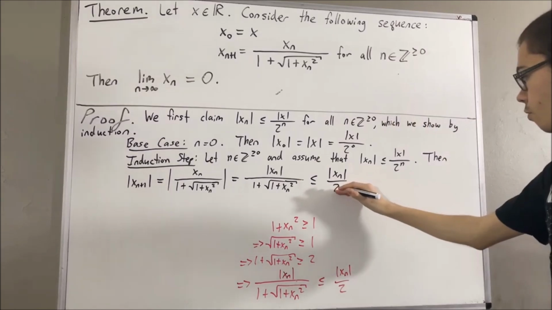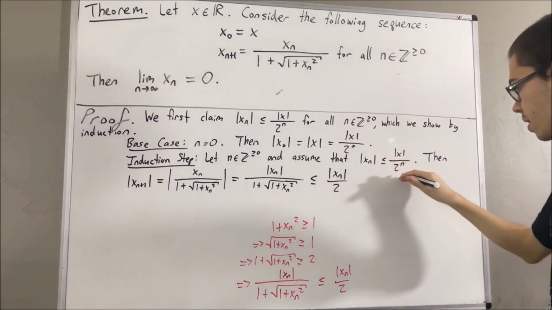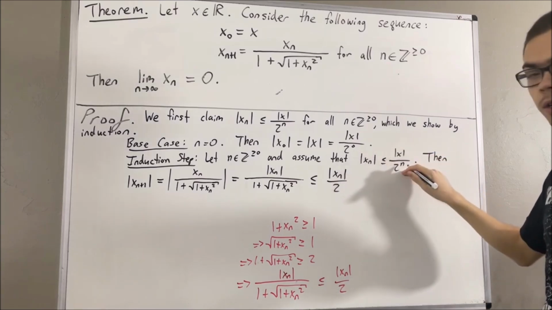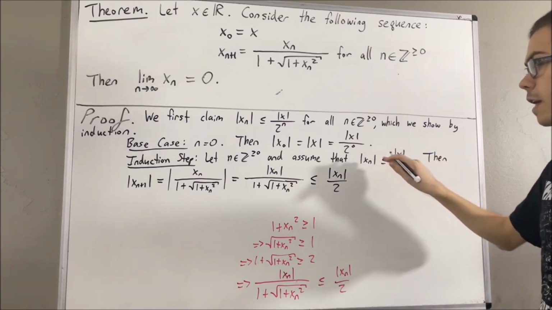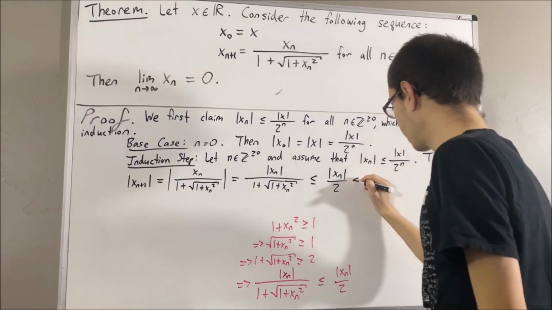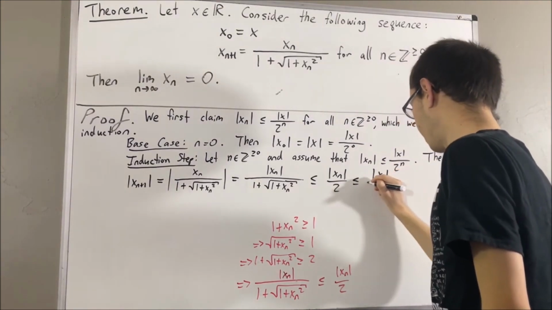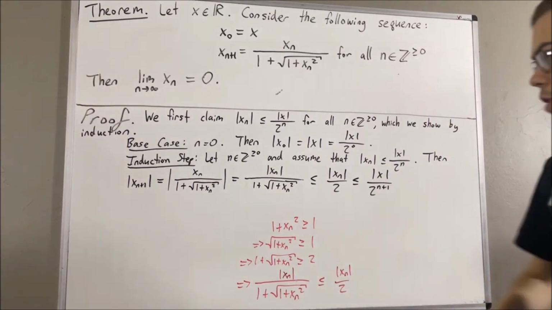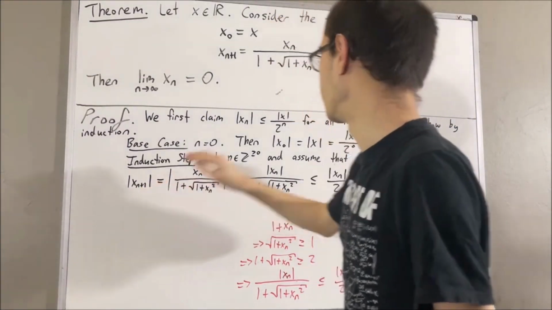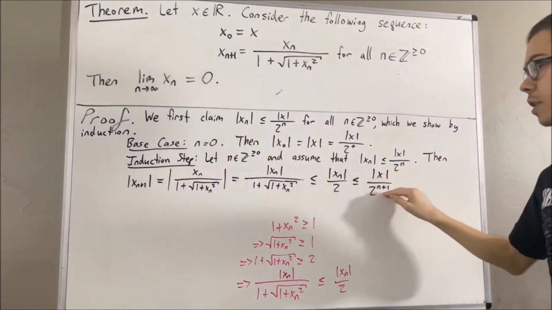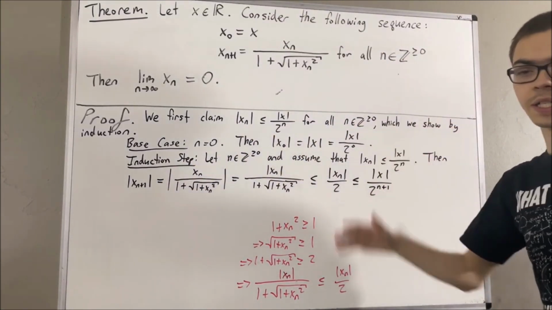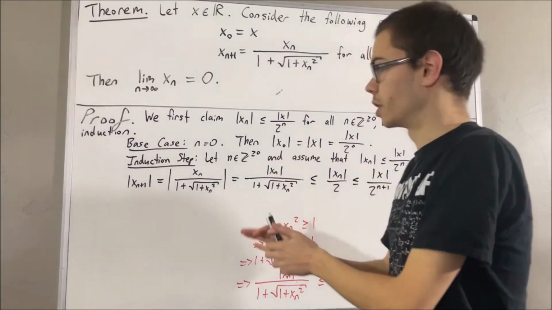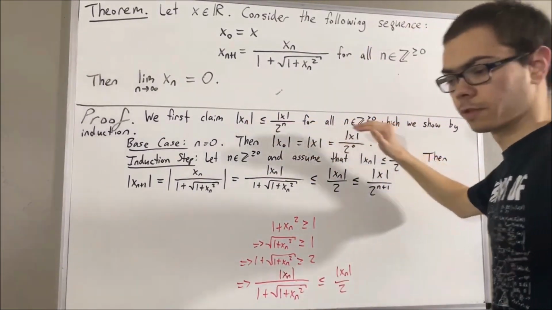And then from here, we remember by our induction hypothesis that absolute value of x_n is less than or equal to absolute value of x over 2 to the n. So if we take this inequality and divide 2 on both sides, we get that this is less than or equal to absolute value of x over 2 to the n plus 1. And so we have shown that absolute value of x_{n+1} is less than or equal to absolute value of x over 2 to the n plus 1. So this completes the induction step. And so, this closes the induction, and so our claim is proven.